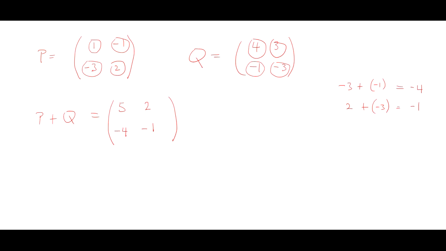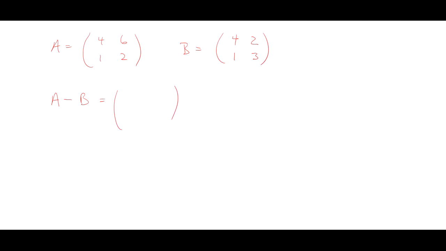When we do subtraction, let me give you an example. So we have A is 4, 6, 1, 2, and B is, let's say, 4, 1, 2, 3, right? And we want to find the matrix A minus B, right?